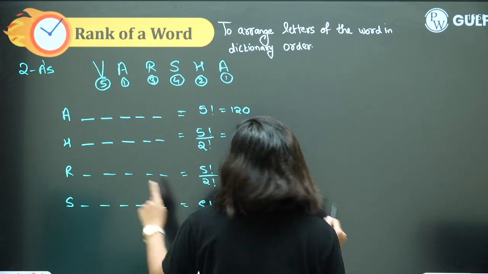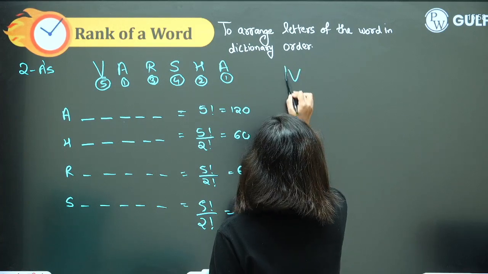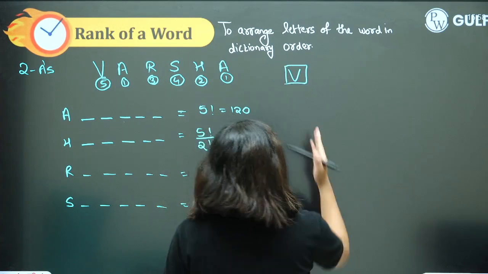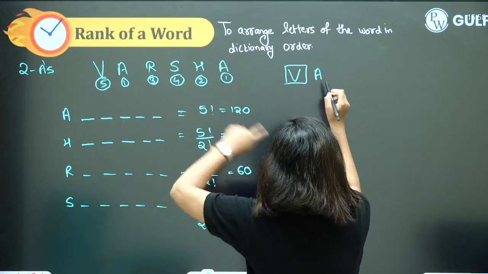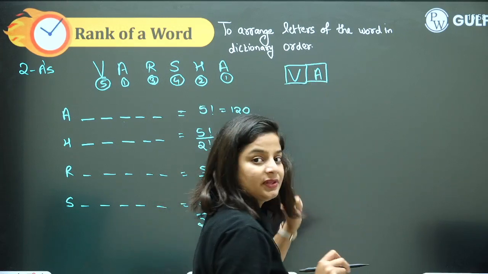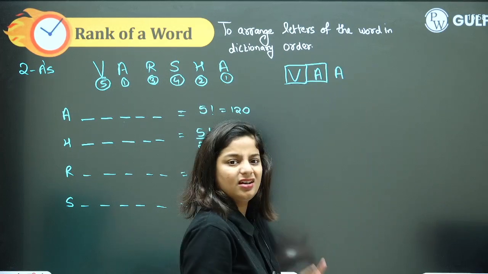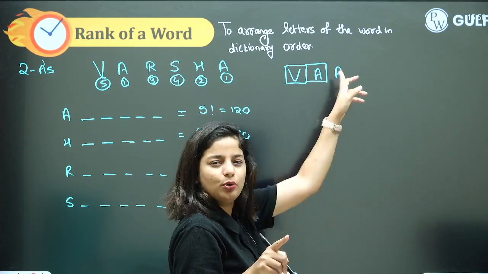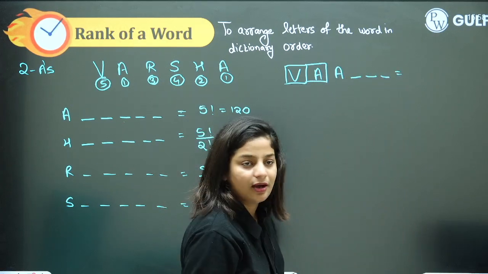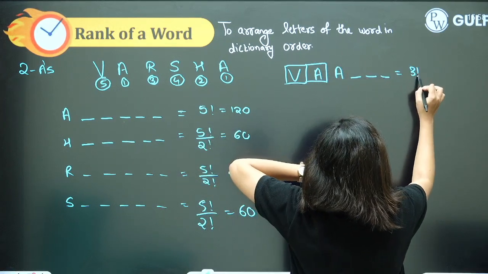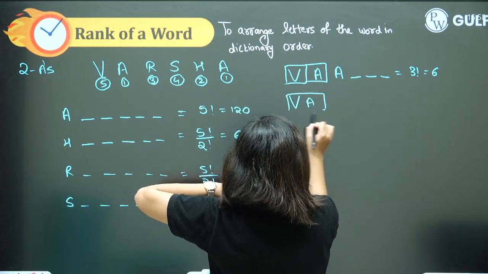Yes, now after S automatically V will come, isn't it? And we want V, block it. After V automatically A will come. Do you want A? Yes, for making Varsha we need A. Block it. After A automatically the next A will come. Do we want this A? Varsha. Varsha. We don't want this A. So find out how many words starting with Va will appear. So these 3 places can be arranged in 3 factorial ways, that is 6 words. Then V and A is already fixed. You don't have to touch them.